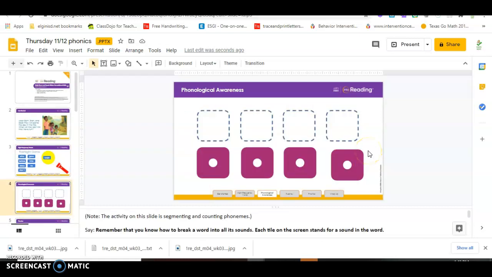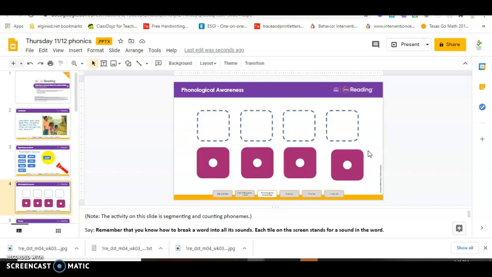Now, let's break words into all of its sounds. Each tile on the screen stands for a sound in the word. I will say a word and you say each sound in the word. As you say each sound, hold up one finger to count the sounds. Then I will move one tile per sound in the word and you will check that you counted the right sounds. All right, listen as I do one.